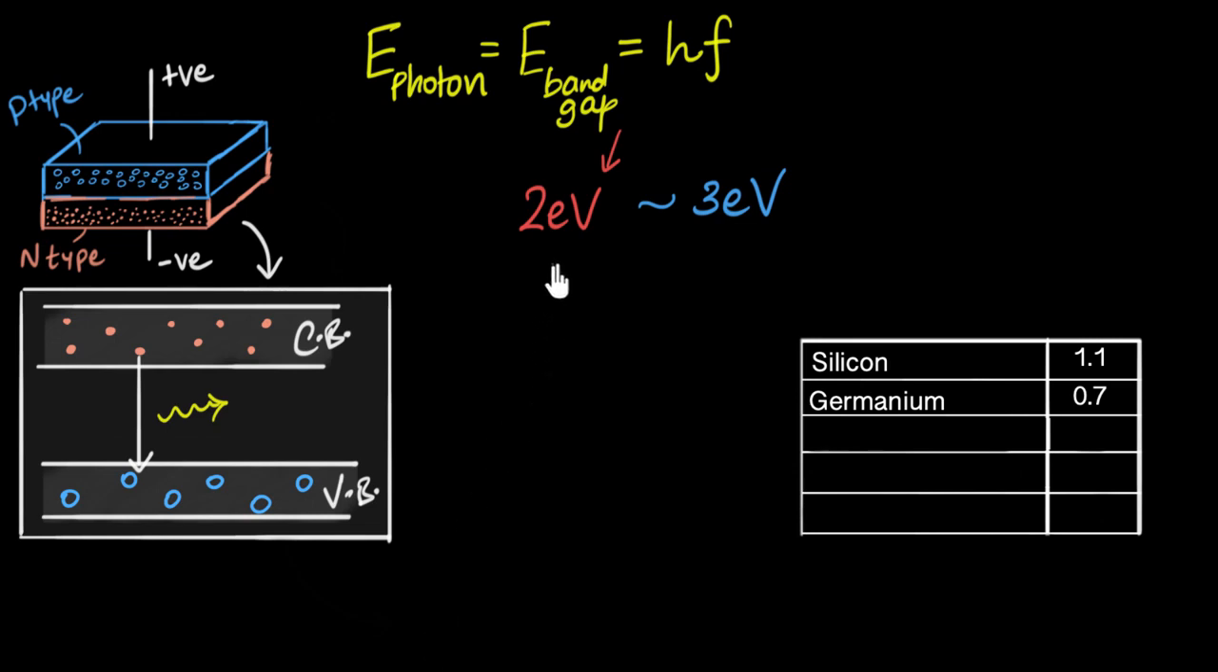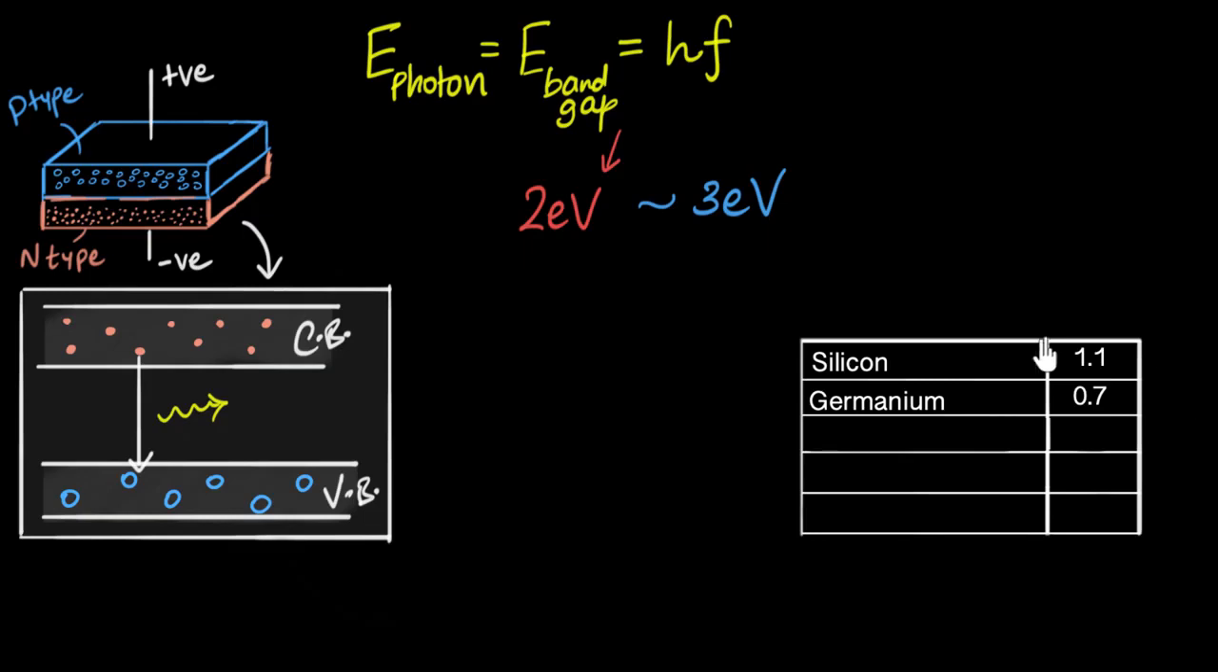All right, the answer is in front of us. If you want visible light, the band gap should be within this range. But look at silicon, it's 1.1. It's not even infrared, it's going into microwaves. And germanium is even worse. So we can't build an LED just by using silicon or germanium. And so the question now is, what do we do? These are the only two semiconductors we're aware of, right?